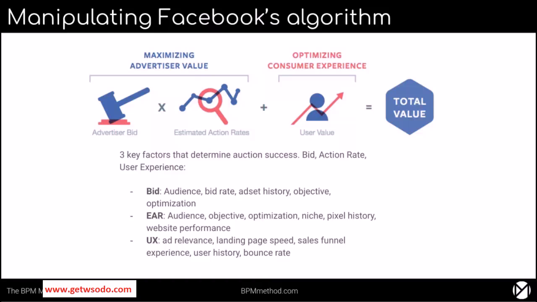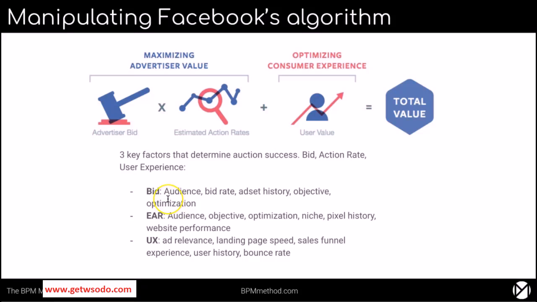Why this is so important is that when we came up with the BPM method models, it tied perfectly into everything Facebook needs, and this is why it works so well. I want you to understand and take that away. The Facebook algorithm is based on three key parts: the advertiser bid, the estimated action rate, and the value the user experiences through your advertising in the funnel.